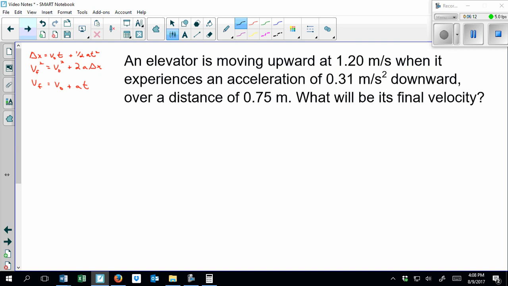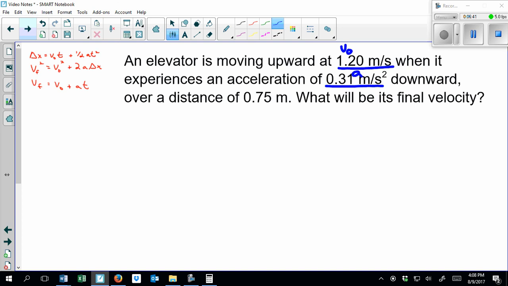One of the things to be careful about with these problems is making sure that you pick directions, kind of like I mentioned before, that are consistent. So here we have an elevator that's moving upward at 1.2 meters per second. And I know that that is going to be my initial velocity. Instead of writing all those out again, I'm just going to label them in the problem. It says it experiences an acceleration of 0.31 meters per second squared.